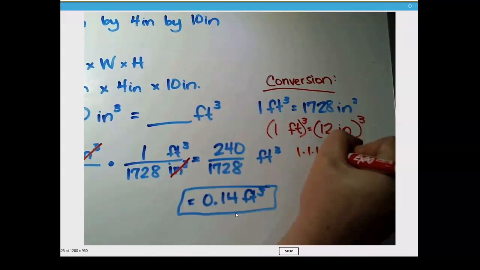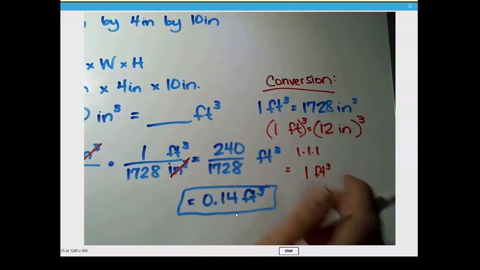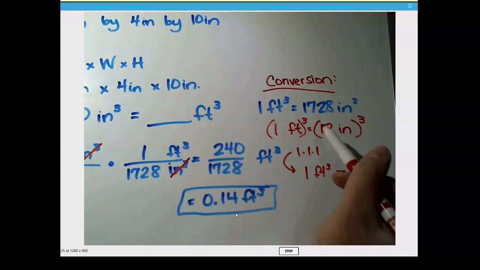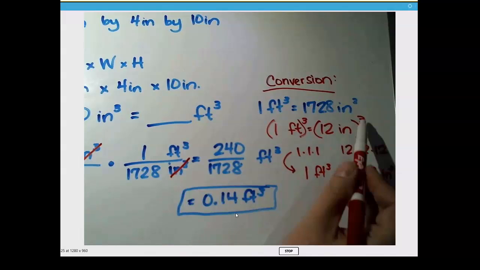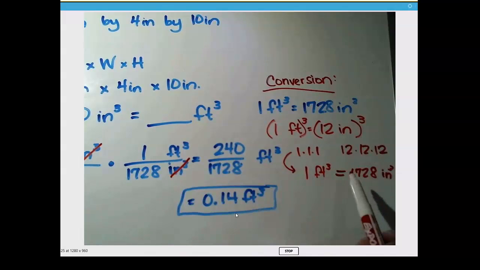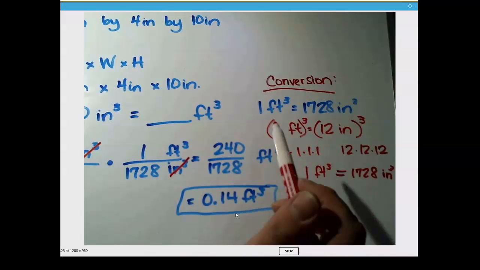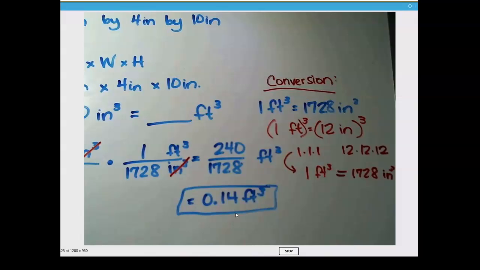Basically, that means 1 times 1 times 1, which is just 1 cubic foot, equals, and then this one is just 12 times 12 times 12. 12 times 12 times 12 is 1728. And then the inch is also cubed. So that's where that comes from. If you ever needed to find your own conversions for whatever reason, all of them start off somehow, and then you can get to the rest by just doing a little bit of calculations.